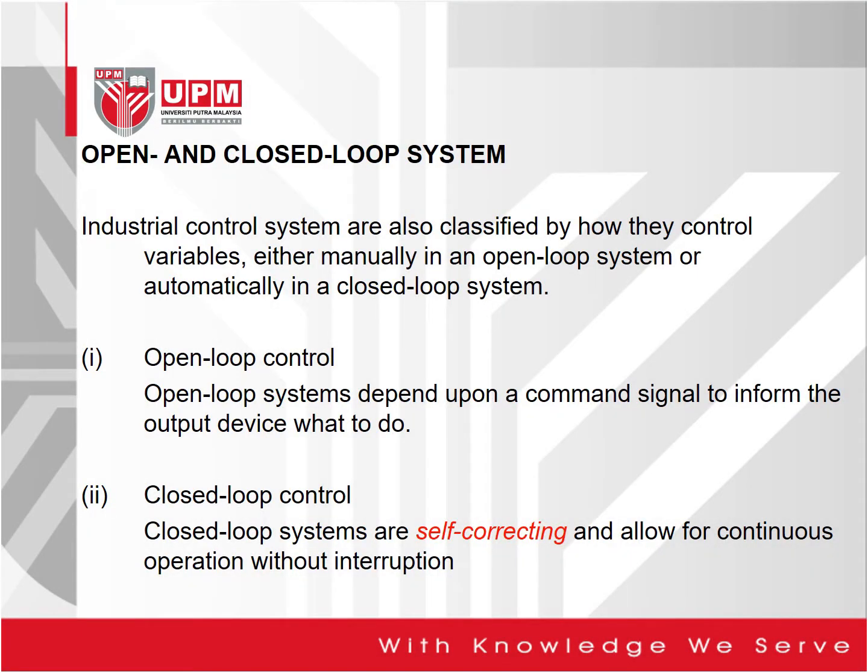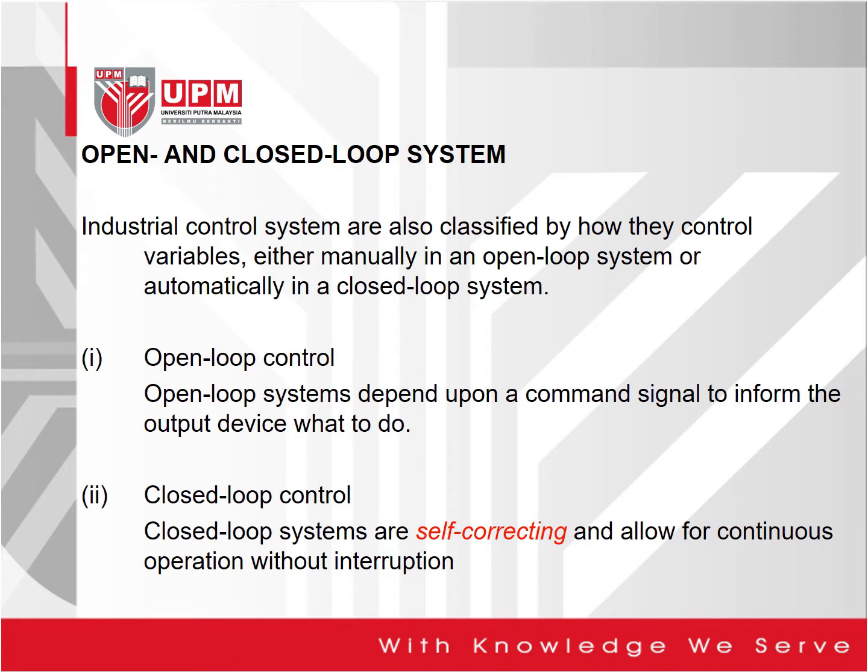So then we move to the open and closed loop systems. Industrial control systems are also classified by how they control variables, either manually in an open loop system or automatically in a closed loop system. You already learned this in control system courses, where open loop and closed loop systems are introduced.